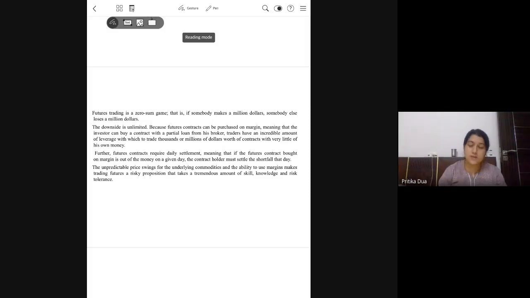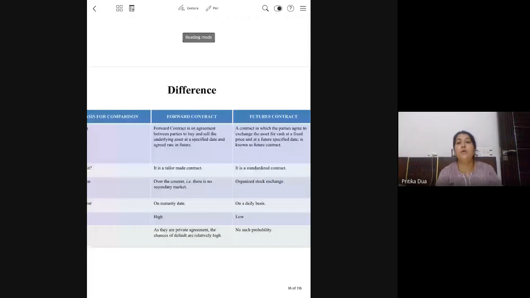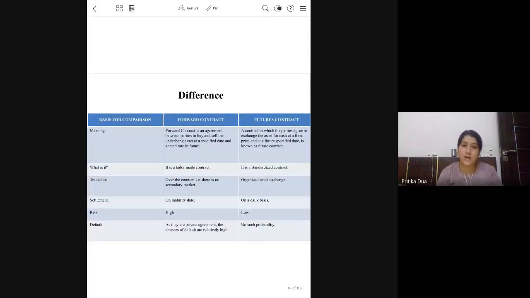Coming to first the difference between forward and future contracts. Forward contracts, first point is the meaning. Second, I already told you, one is a tailor-made contract, other is a standardized contract. Third is the trading mode, one is an OTC contract, and other is a contract through an organized stock exchange.